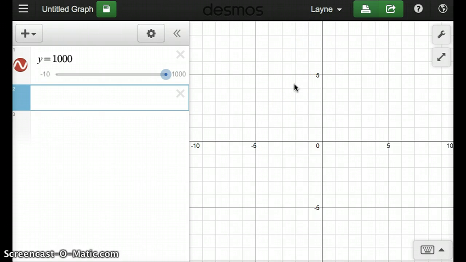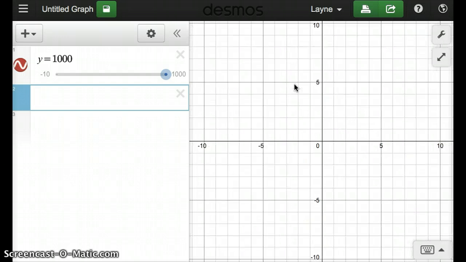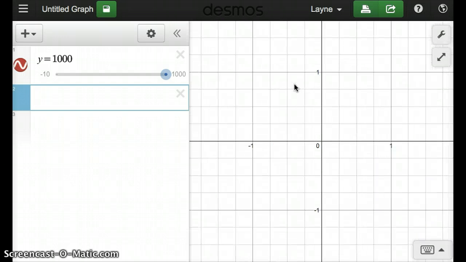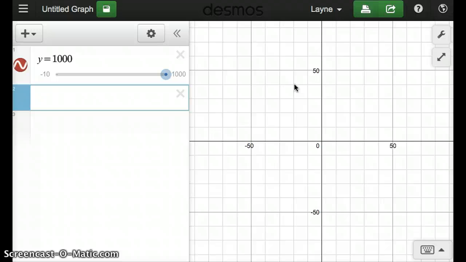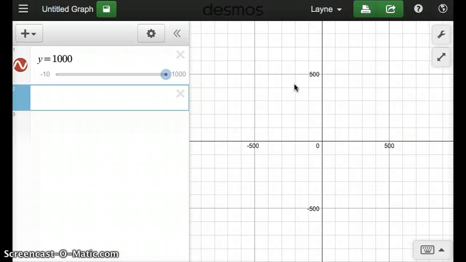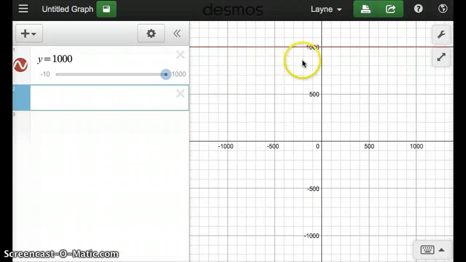So one way to do that is to use the scrolling function on your mouse. If I scroll down, it zooms in. If I scroll up, it zooms out. So I just go all the way up till I get to 1,000 and I should see the line. There it is.